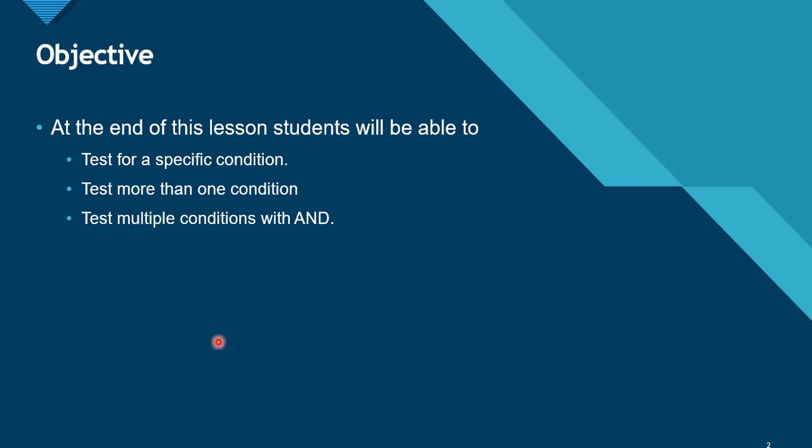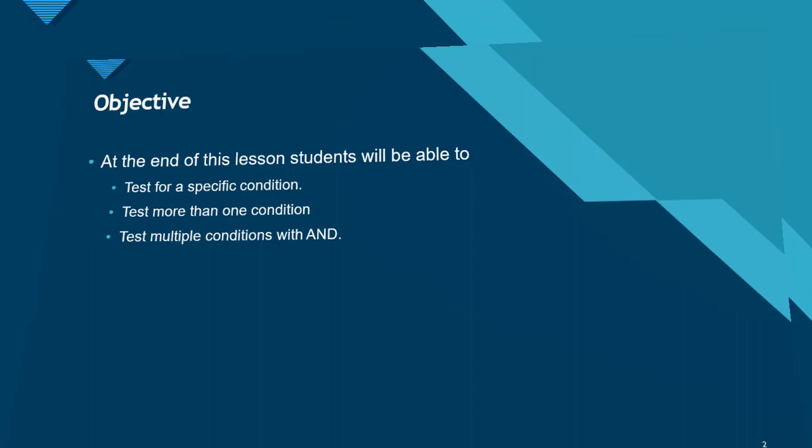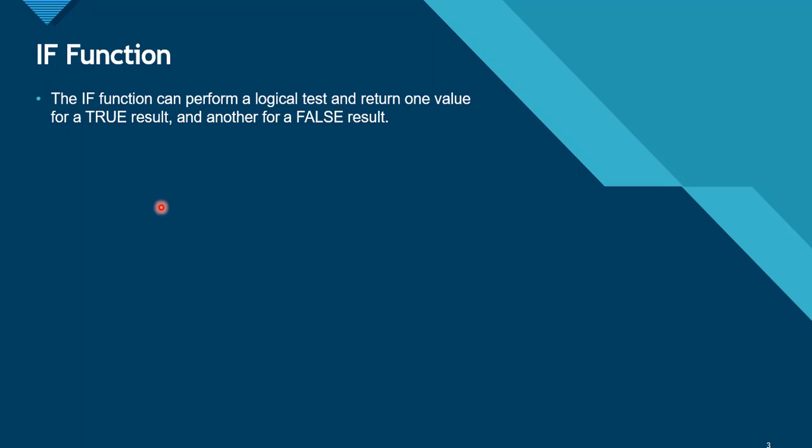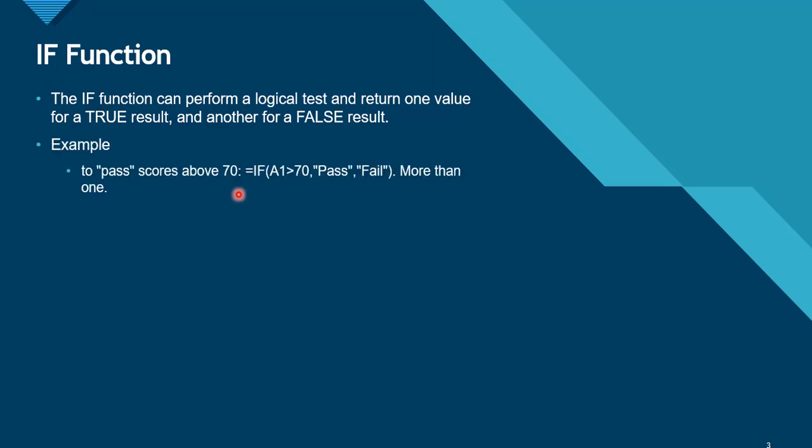Okay, now next we move to the IF function. We talk about the IF function again today. The IF function can perform a logical test and return one value for a true result and another for a false result. If the condition is true, what do you want to show? If the condition fails, what do you want to show? Look at this example now.